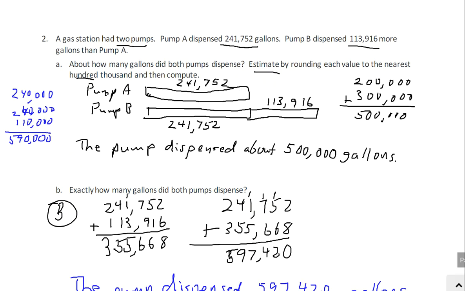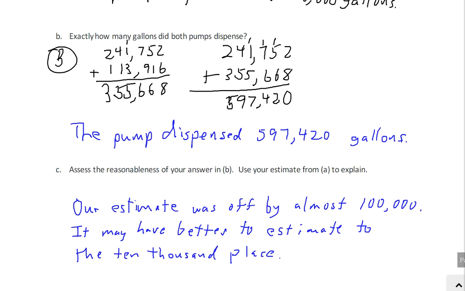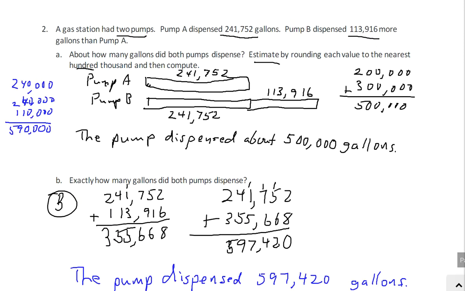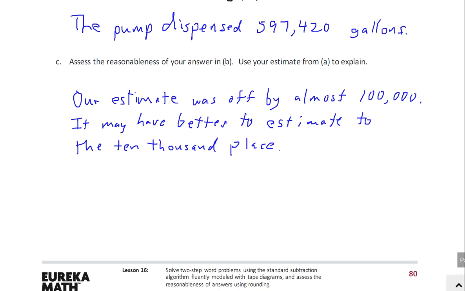Well, so hopefully, let's go back and check this. Our estimate was off by almost 100,000. So it might have been better to estimate to the 10,000 place. And if we did estimate to the 10,000 place, it would have been about, let's look at the 590, which is a lot better. So it would indeed have been better to have estimated to the 10,000 place.